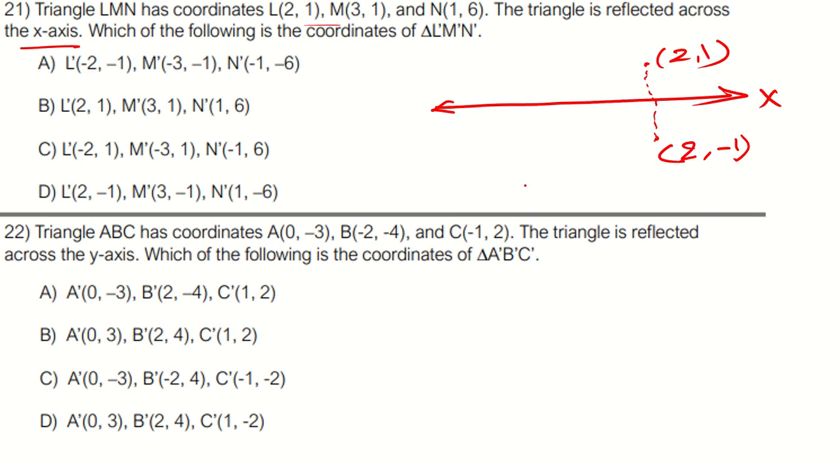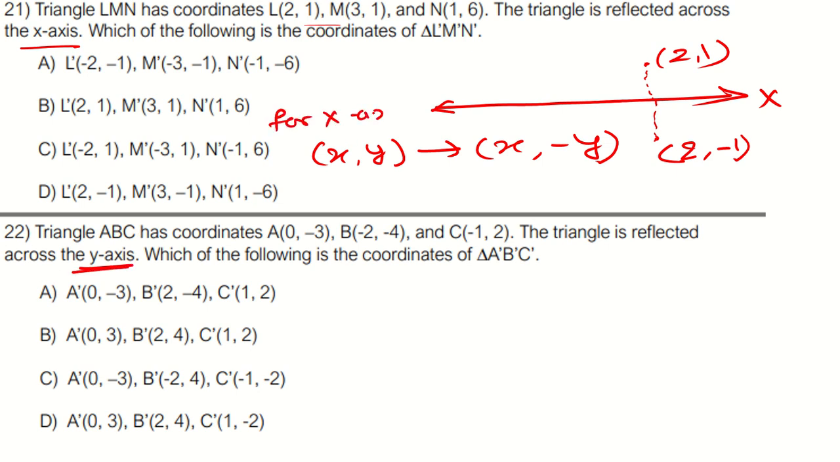So whatever you have, for reflection in the x-axis, the formula will be: the value of x will remain the same, just the value of y will be changed. Here I will write the formula. This is for the x-axis: reflection in the x-axis. The value of x will remain the same and the value of y will be changed to the opposite sign. So you see this should be (2, -1). Where is the option (2, -1)? Only this last one.